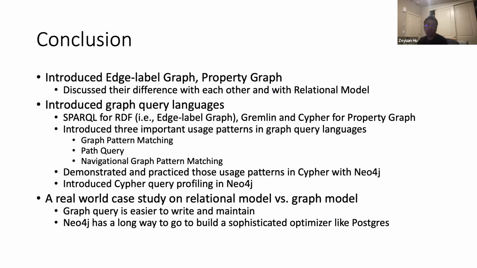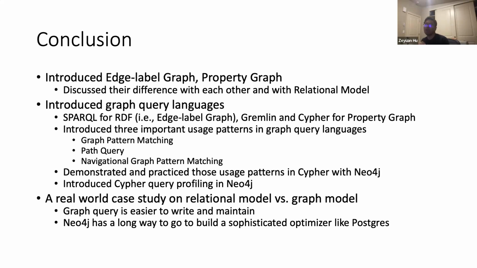The conclusion of today's lecture, just to quickly recap: we introduced the edge-labeled graph and also the property graph, and we discussed their differences with each other and also with the relational model. And we introduced graph query languages. There are a bunch of them out there, like SPARQL for RDF, Gremlin, and Cypher for property graphs.